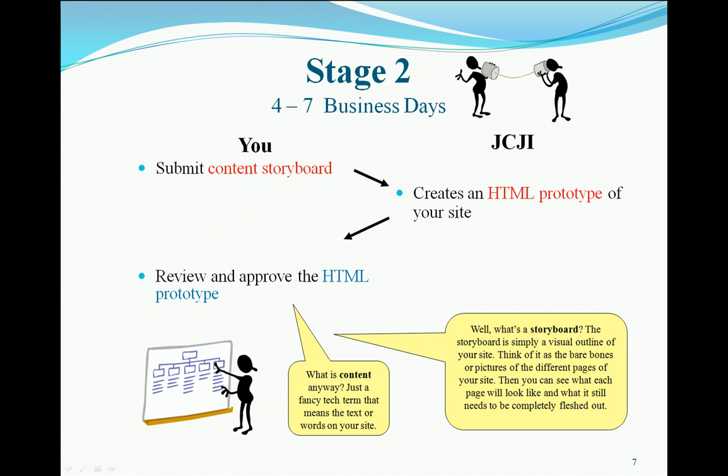Now, in stage 2, we have the submission of the content storyboard. In most cases, our clients' contracts state that the client must provide the content. So you would most likely be providing the content to us, and you would provide it in the form of this content storyboard, which is really a file template that we'll give you. And you'll fill that out, one bit of content, which could be a paragraph or multiple paragraphs, for each page of your website, and you'll submit that back to us, and then we can start creating the HTML prototype of your site. And the HTML prototype is a little bit more advanced than the design mock-up.